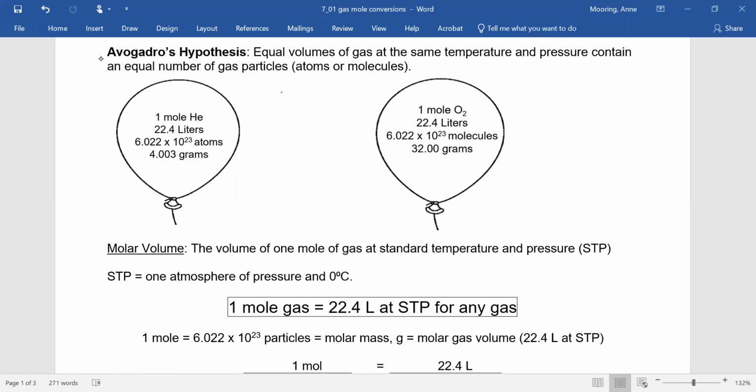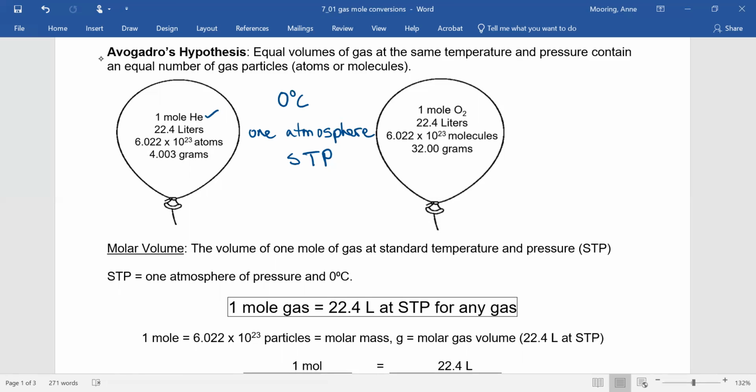So let's choose a temperature, 0 degrees Celsius, and exactly 1 atmosphere. This is called STP, standard temperature and pressure. Our first balloon has 1 mole of helium. It has a volume of 22.4 liters and contains 6.022 times 10 to the 23rd atoms. The mass of the helium is 4.003 grams from the periodic table.